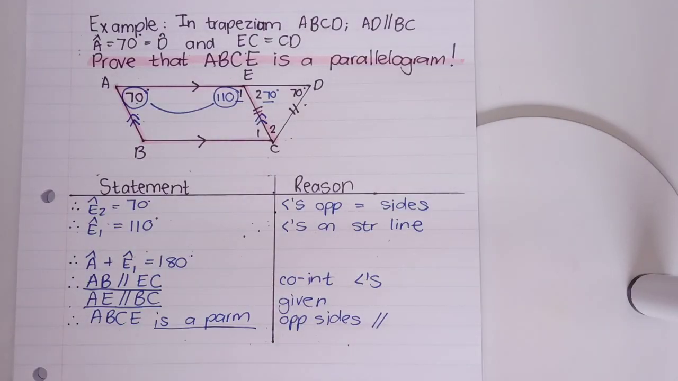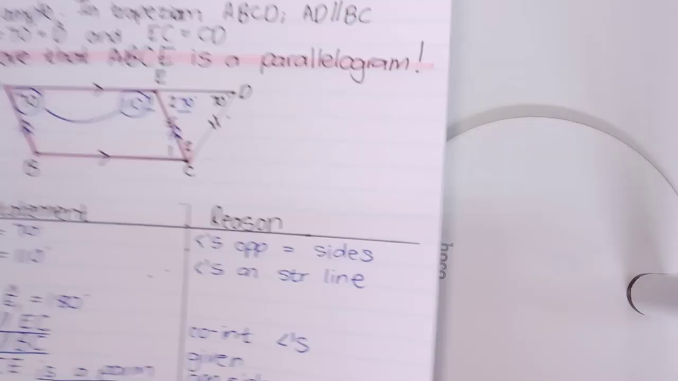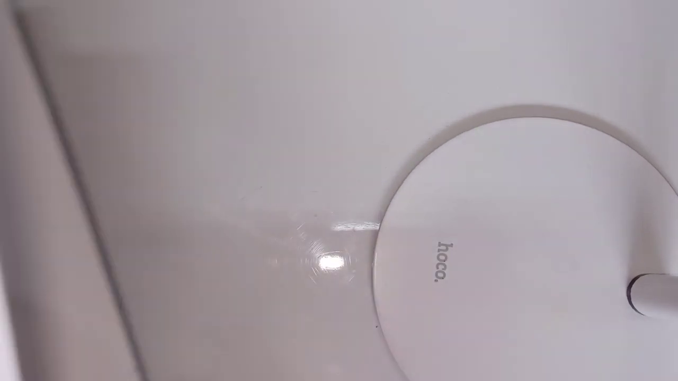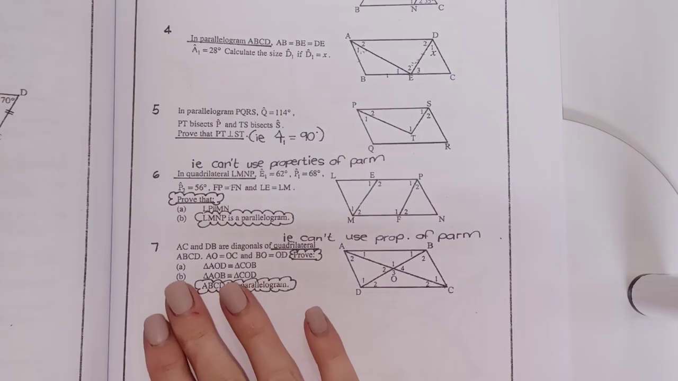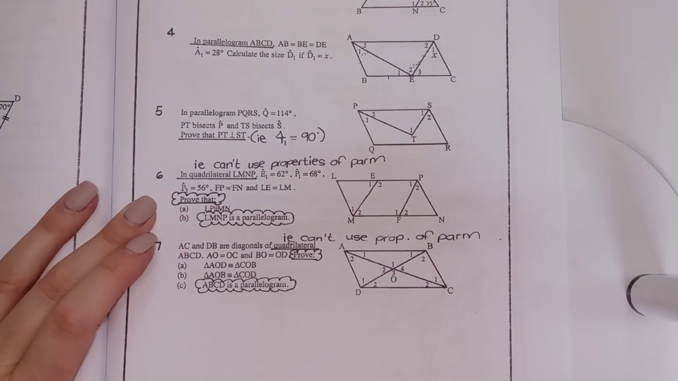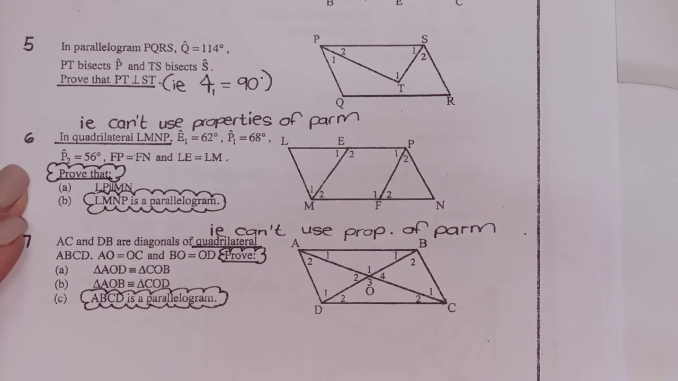Now you're going to be expected to do two more like this, where you are given a shape and you have to prove that it is a parallelogram. I'm going to show you what you're given. So here we go. I'm going to zoom in a little bit, just bear with me.